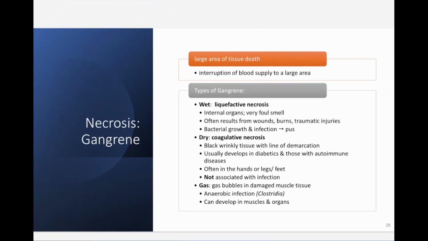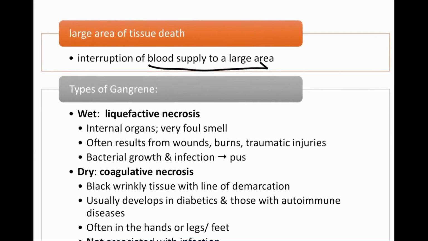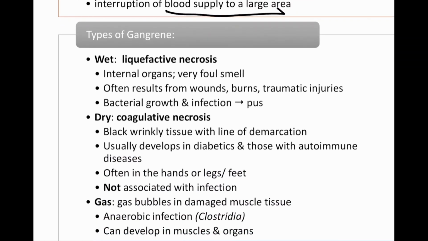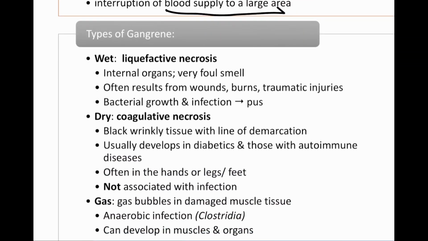So with necrosis, if it happens in a large area, we call it gangrene. So interruption of a blood supply to a large area will cause gangrene to occur. There are different types of gangrene. The first one is a wet gangrene, and this is usually due to a liquefactive necrosis. It can happen to internal organs. It's a very, very bad smell, usually from wounds, burns, traumatic injuries. This has a lot of bacterial growth and infection, therefore there's going to be a lot of pus. This is wet gangrene. It's going to look wet, and I have a picture to show you as well.